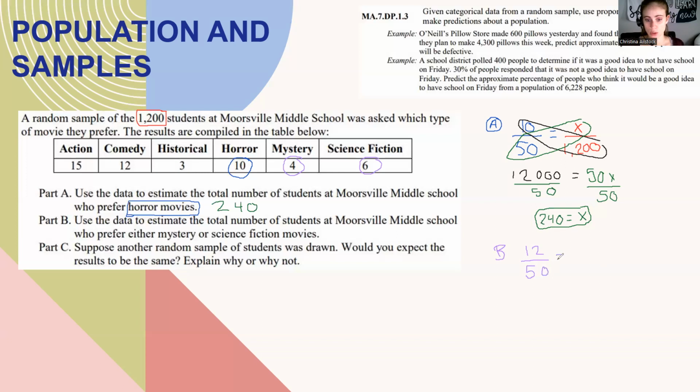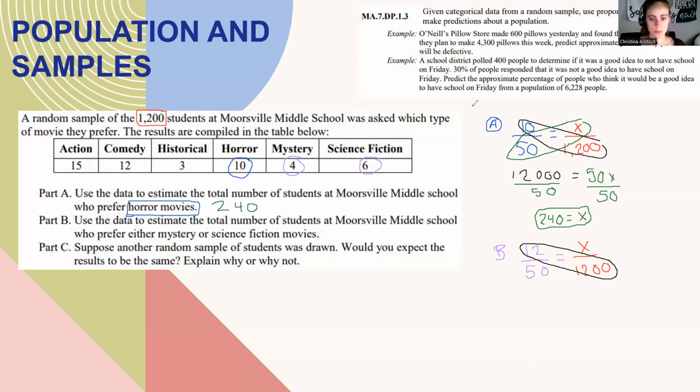And then that is set equal to our population ratio. And we don't know how many students. That's what we're trying to estimate here. But we do know that in the total population, there are 1,200 students at the school. Once again, we can cross multiply to solve.